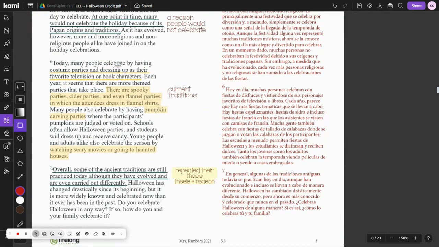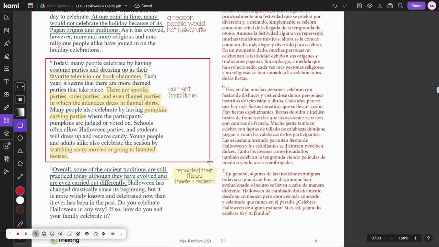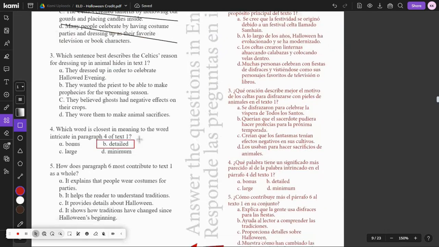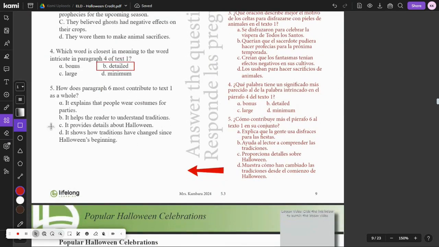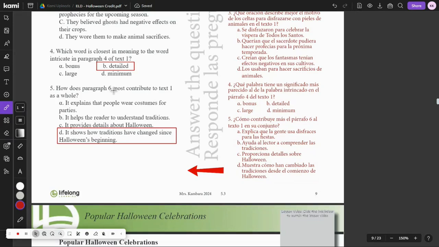We already have our note right there, right? So let's come back here. It explains that people wear costumes for parties. It helps the reader to understand traditions. It provides detail about Halloween. And it shows how traditions have changed since the beginning. Let's go with that one. That's going to be the best one. Okay? How does it most contribute to the whole? So this is the best answer for that. If you have any questions or need any help, please come see me.